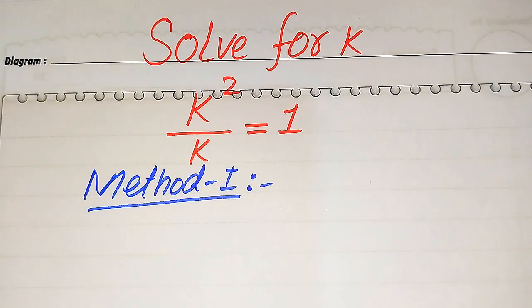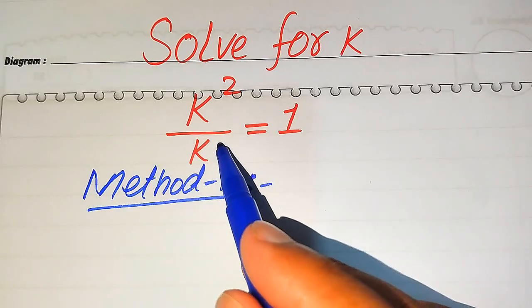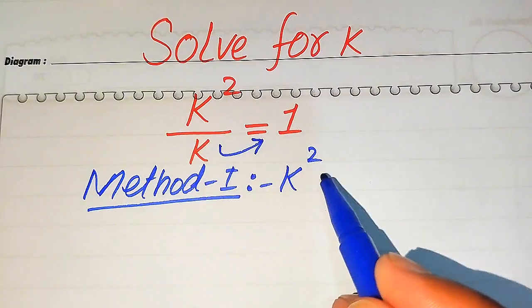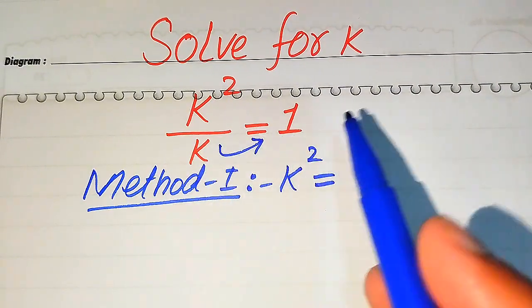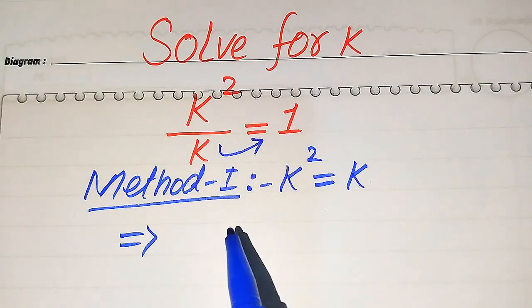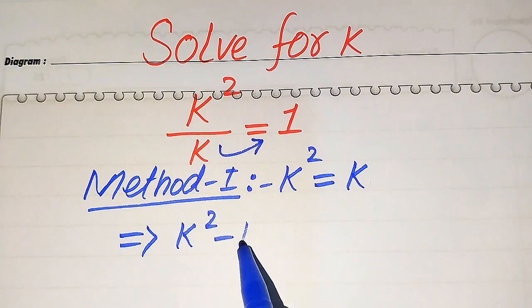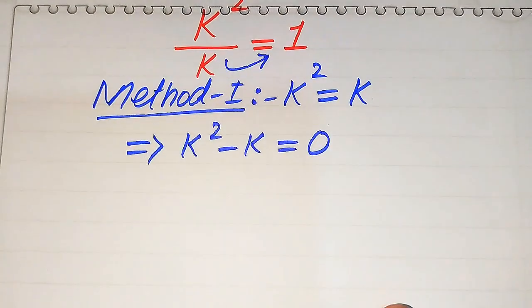So here in the first method, you see that the k is divided on the left hand side, and now we move this k to the right hand side, and it will be written as k square is equal to, when we multiply this k with 1, it becomes k. And now in the next step we need to move this k to the left hand side, and it becomes k square minus k is equal to 0.